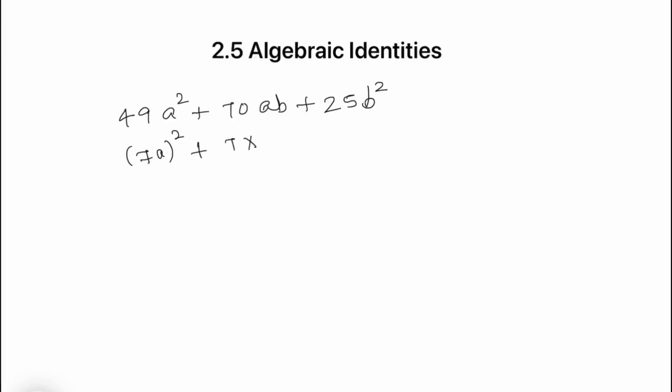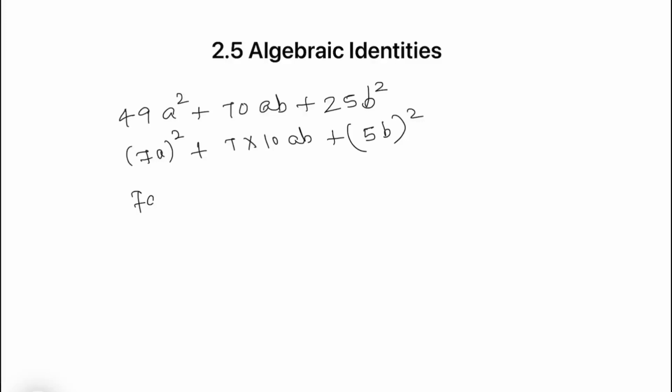If somebody tells you to factorize 49a square plus 70ab plus 25b square, the first step you have to do is to factorize each of the coefficients in these terms. So 49 is essentially 7 multiplied by 7. So you get (7a) whole square. 70 is 7 multiplied by 10, and 10 can further be broken down. 25 is 5 into 5, right?